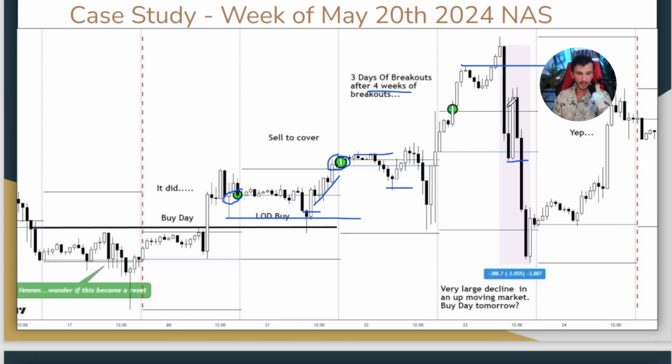Now, this was a very large decline in an up moving market. I wonder if that's going to be a buy day for the following day. Oh, there it is. Yes, it was. Okay, peak formation, low, breaks out. There's the channel and the follow through up. So that could be part of your playbook, part of your trading setups that you're looking for.